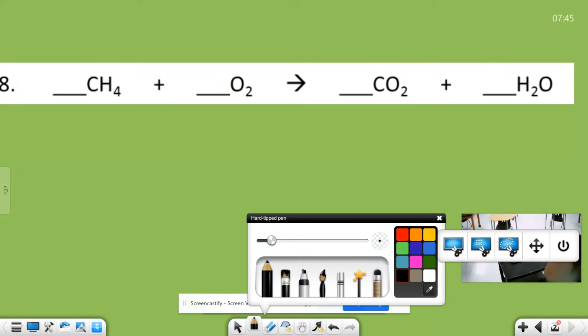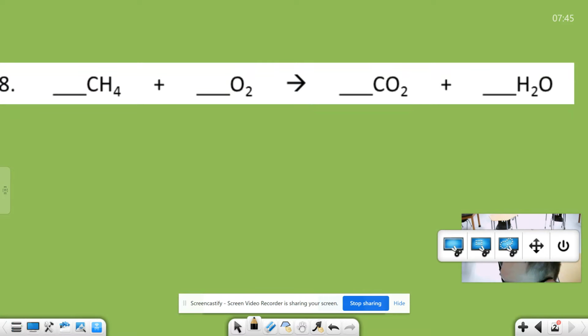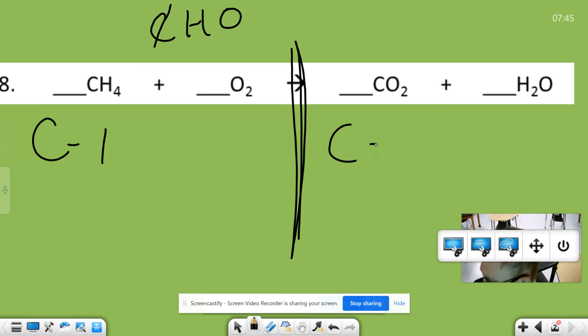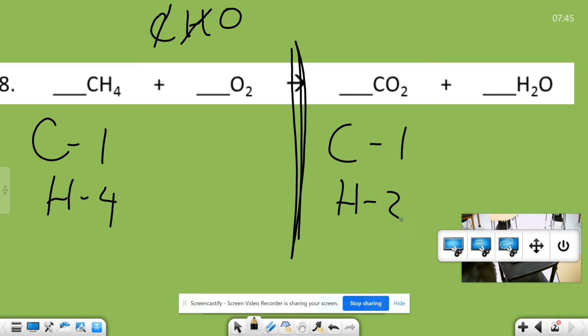Again, we're going to split it by the arrow here. And we're just going to run down our acronym here. We're going to go with CHO. All right, we're going to start with carbon here. So carbons, I have 1 carbon here and I have 1 carbon here. That's good. Hydrogens here, I have 4 over here. I have 2 over here. So let's go ahead and double this amount here. That'll give me 4 hydrogens.